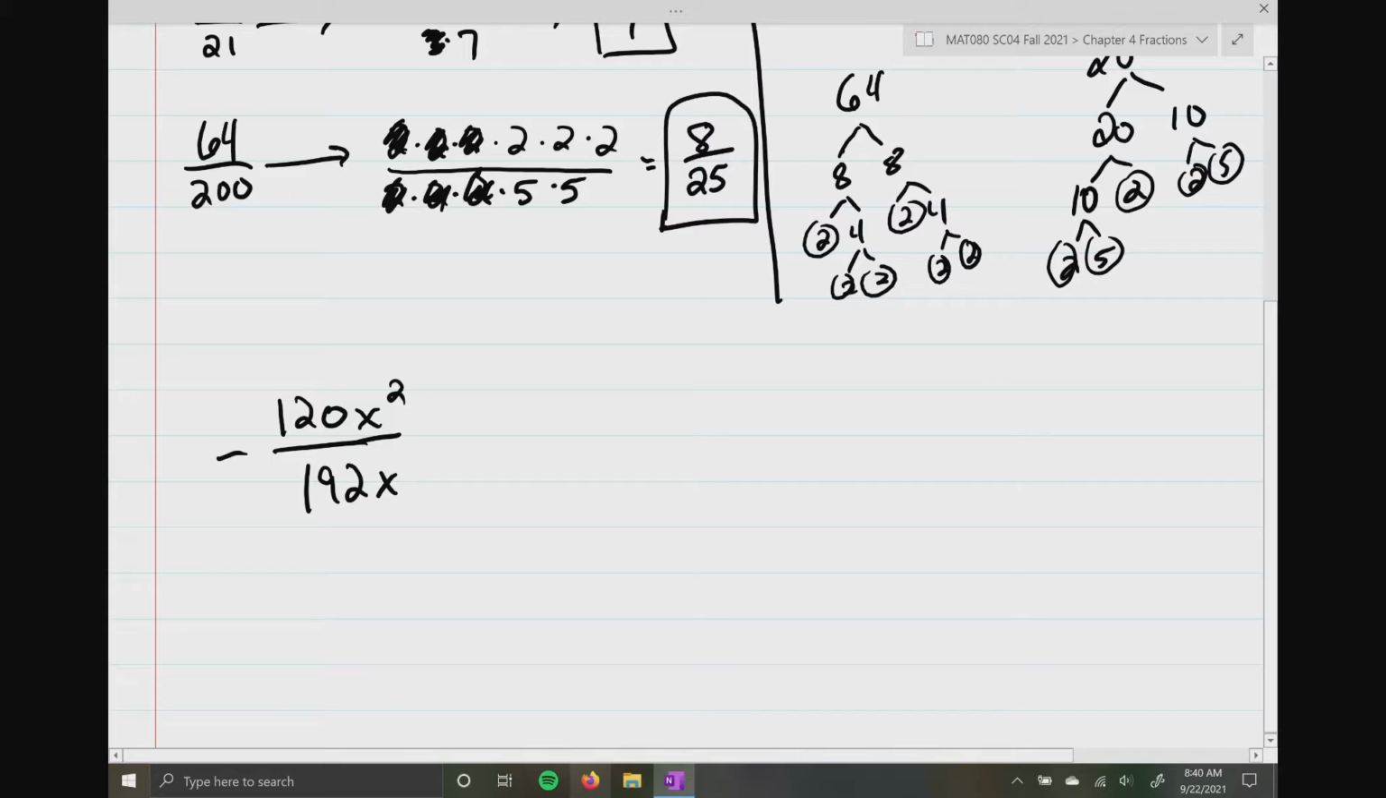So now we have negative 120x squared divided by 192x. Now, here's the best part about this. Your process doesn't change. What do we see about this problem that kind of annoys us? Yeah, I agree, the negative. What else? The x squared. Yeah, the x squared thing, right? But do you know what x squared means?